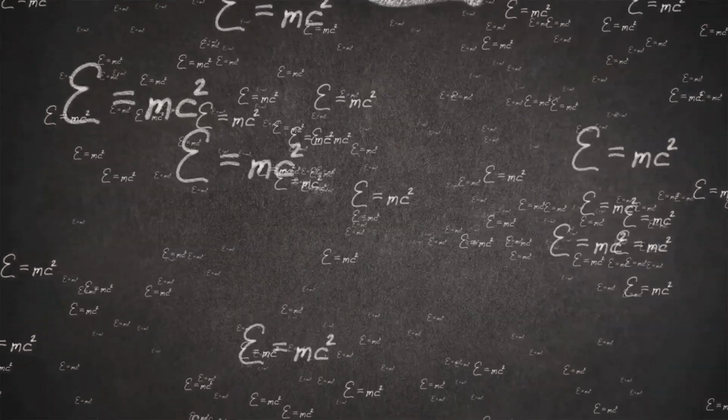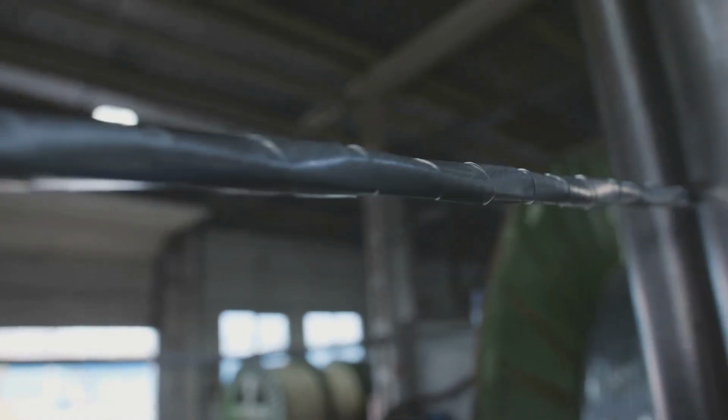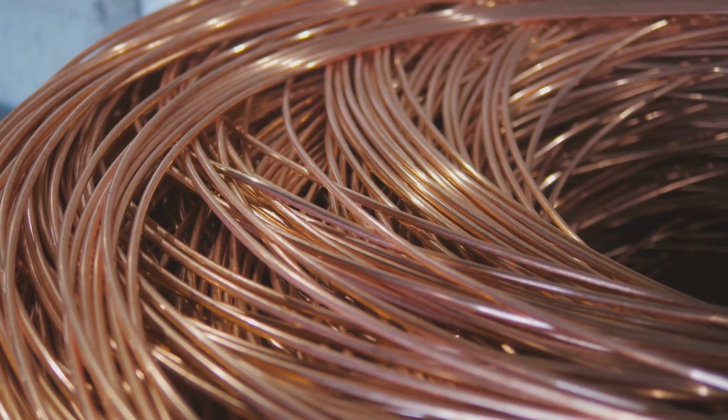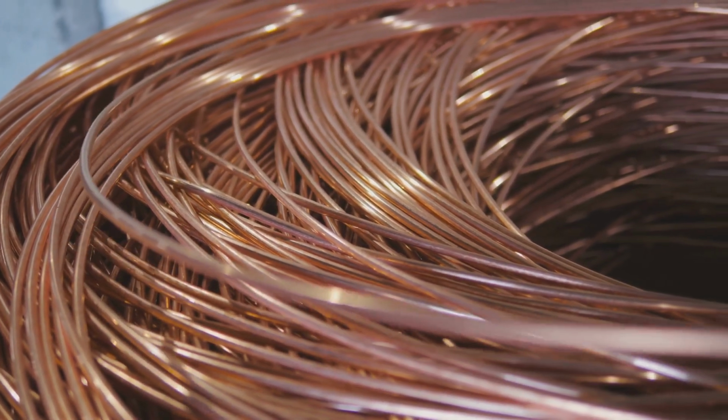If you're a student curious about why copper is king in electrical wiring, buckle up. We're diving into the world of resistivity. In the simplest terms, resistivity measures how much a material resists the flow of electric current. Think of it as the opposite of conductivity. Materials with low resistivity, like copper, allow electricity to flow easily.